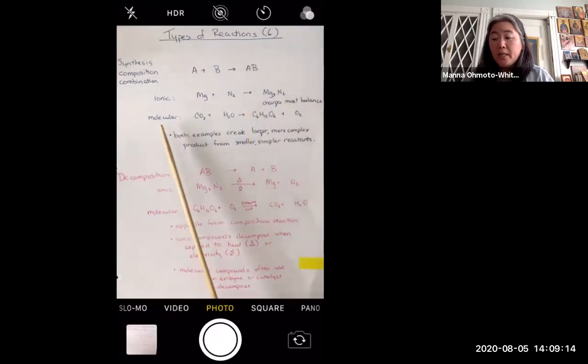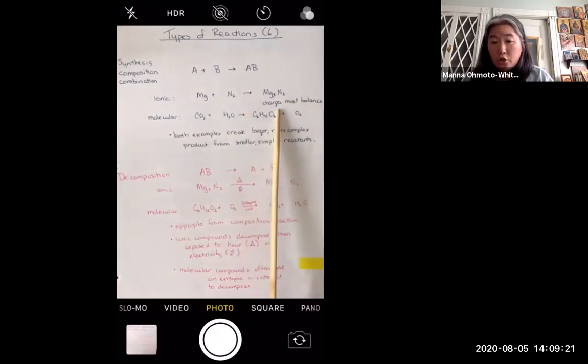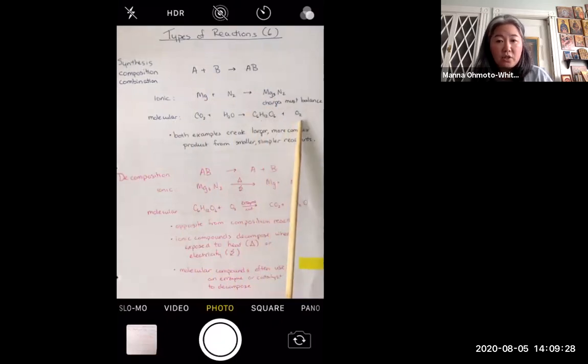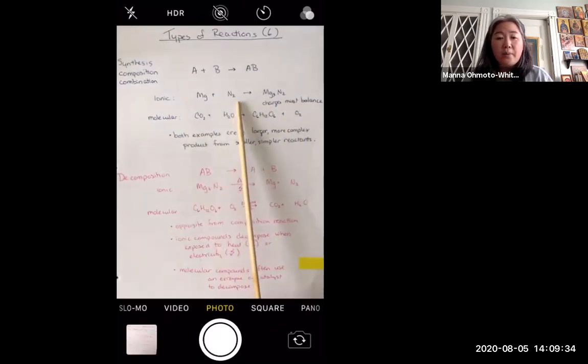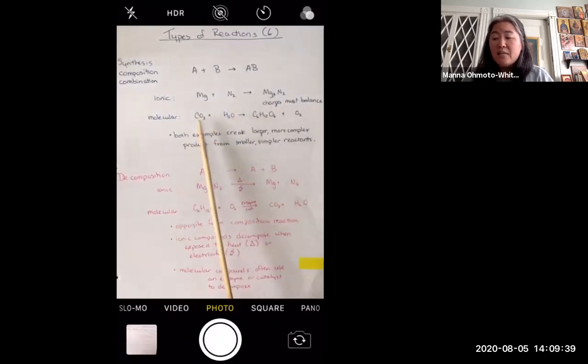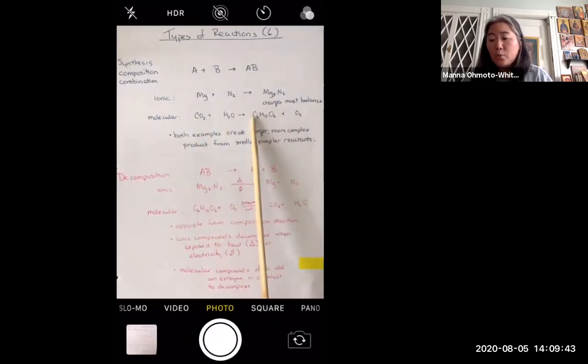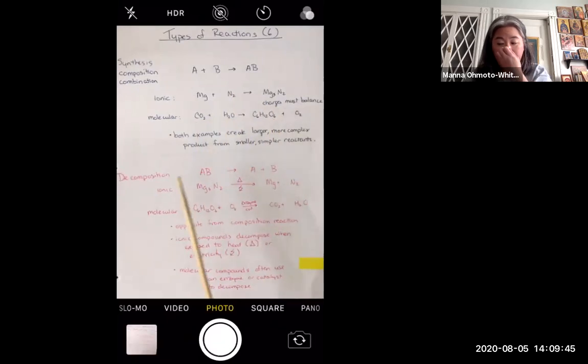Another example, molecular, this may be something you're familiar with. I take carbon dioxide and water, and I create a larger, more complex molecule out of them, C6H12O6, and oh, by the way, I have some oxygen left over. This is photosynthesis. Neither of these equations are balanced. We're just trying to show you the general overall format. I have simpler, smaller reactants creating larger, more complex products.